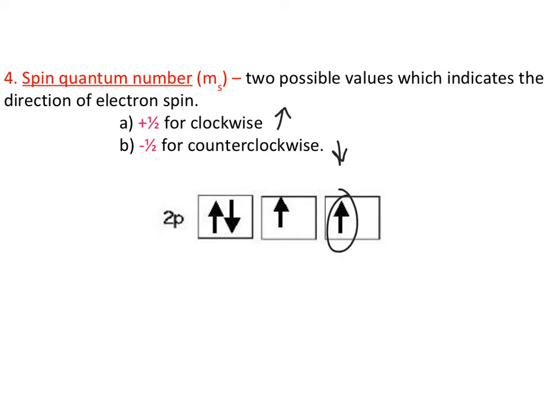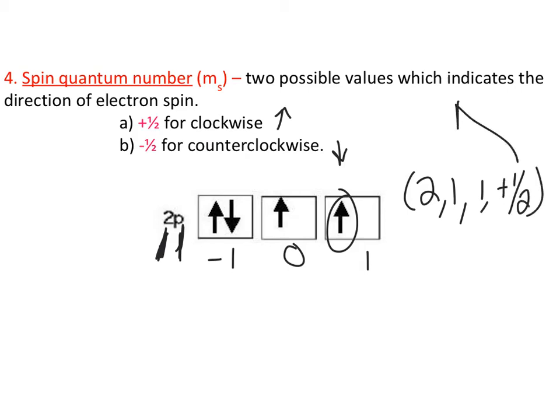So back to that electron we were doing before. Its n was 2 because of the energy level. Its L was 1 since it was a p. It's sitting on line 1, and it's spinning up, so it would be a positive 1/2 for the spin quantum number. So that would be the set of quantum numbers for that particular electron.